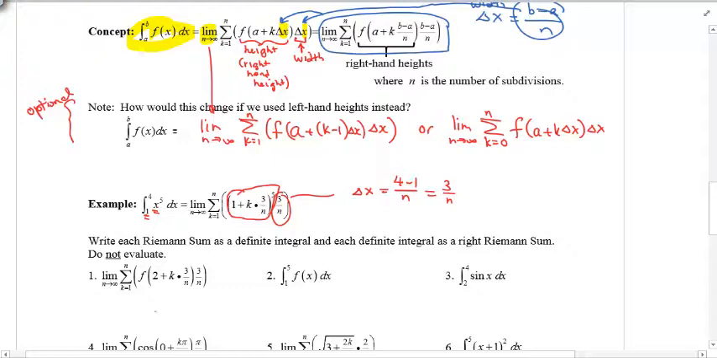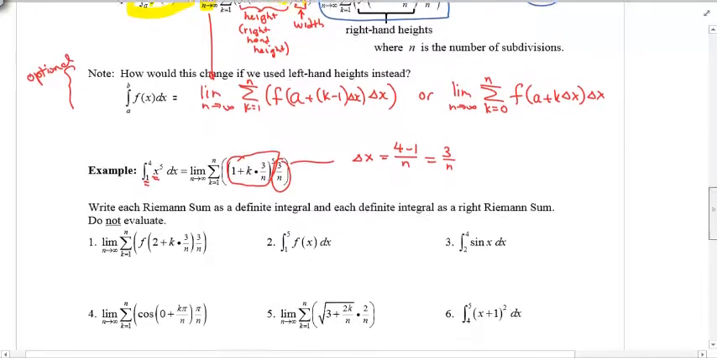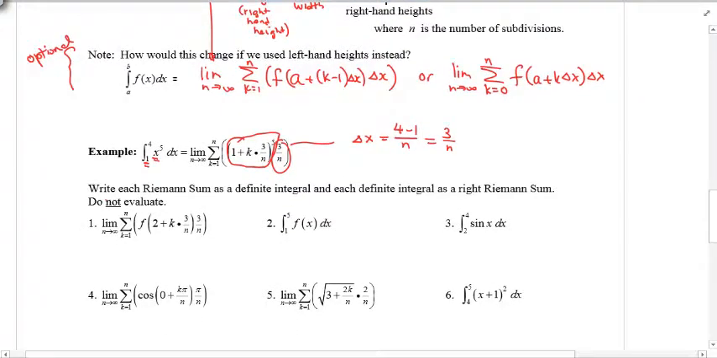Okay? So your goal here today is to be able to go back and forth. If I give you this limit sum, you should be able to write the definite integral. If I give you the definite integral, you should be able to write the limit sum. Alright? So, I will try the first 2 with you, and I'm going to leave the rest for you to try.